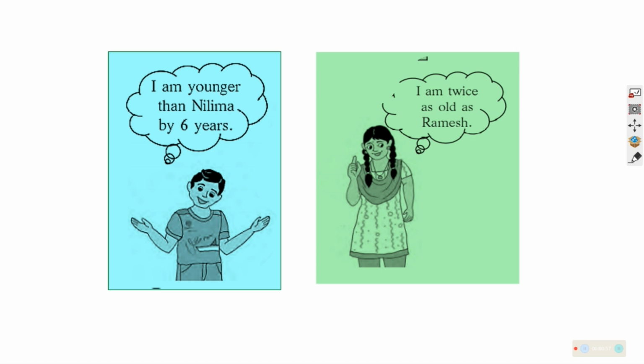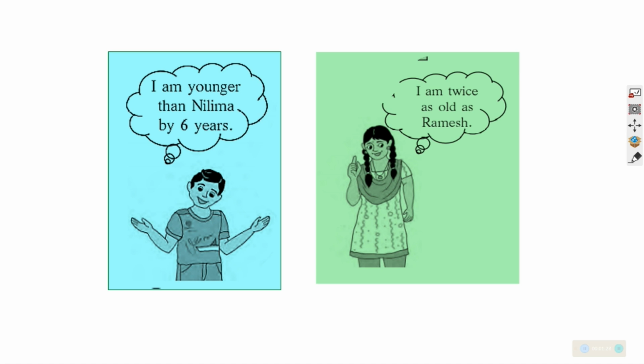So this way we have a methodology by which we can compare. Just by saying that I am younger than Nilima by 6 years, it is a matter of subtraction or addition. When Nilima said I am twice as old as Ramesh, it is a matter of multiplication or division. Understood? If you divide Nilima's age by 2, you will get Ramesh's age, or if you multiply Ramesh's age by 2, you will get Nilima's age.